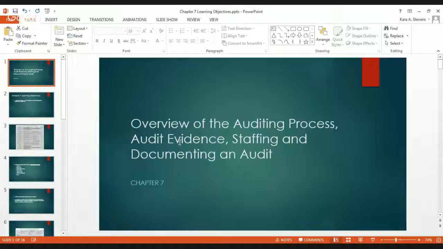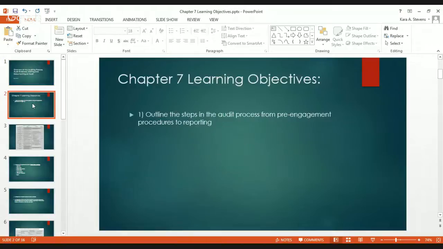Take a look at Chapter 7, which is an overview of the auditing process, audit evidence, audit staffing, and documenting an audit. A heavy loaded chapter. So the first learning objective that the book outlines is the steps in the actual audit process, from pre-engagement, so before you've even accepted a client, to reporting, so the very end of the audit.